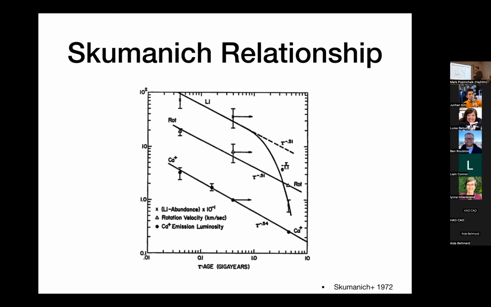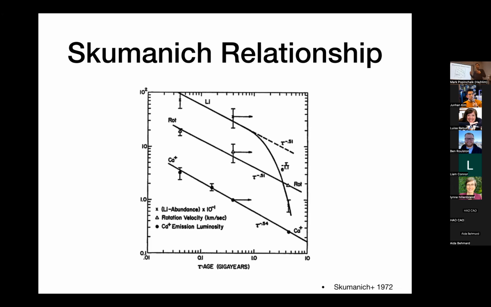And so the y-axis is a bunch of different units, but these were all sun-like stars, very few of them, just a handful of stars. And what Andy realized was that they were all decreasing over time. So the rotation periods were getting longer, the calcium activity was decreasing, the lithium abundance was decreasing as well. They were all decreasing, but also at the same rate. And this is what's known as a Skumanich relationship in the field.